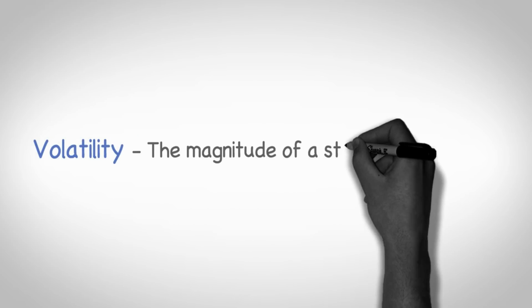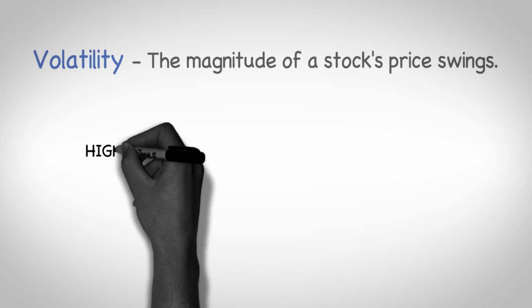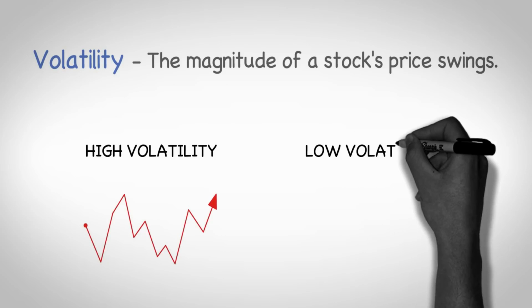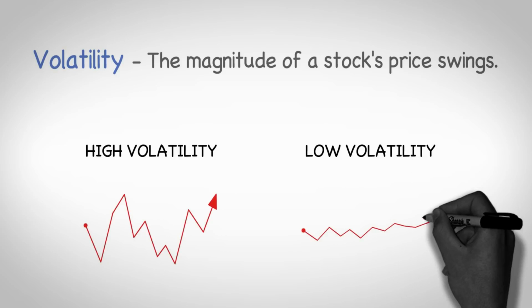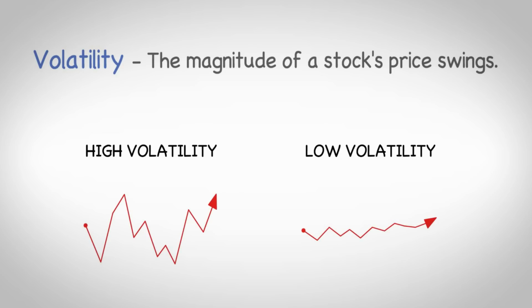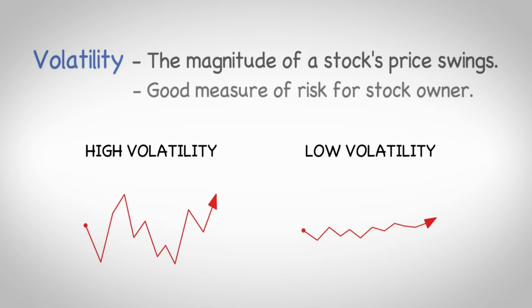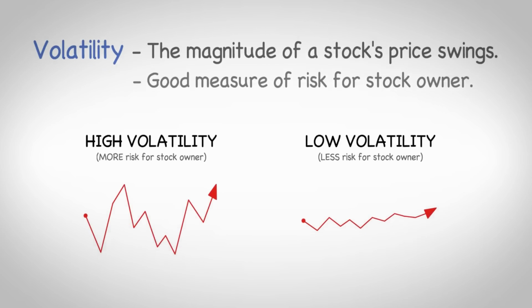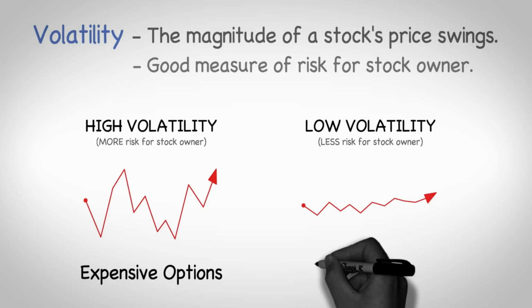So what is volatility? Volatility is simply the magnitude of a stock's price swings. If a stock has high volatility, then that means it has large price swings. And if a stock has low volatility, then that means it has small price swings. Now think about this. If you own a stock as an investment, then that stock's volatility is a good measure of your risk, right? If a stock has high volatility and it makes large price swings, then you are going to be exposed to bigger losses on that stock investment. So high volatility equals more risk for the stock investor. And since there is more risk involved, options will be more expensive.